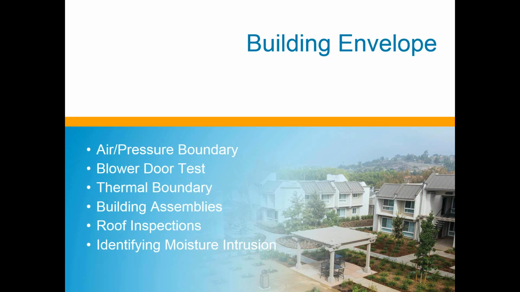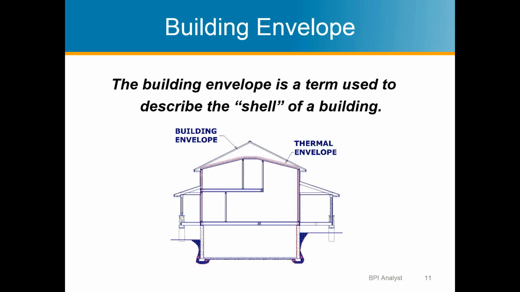Okay, building envelope. Here's a list of what we're going to be talking about today: air pressure boundary, the blower door, thermal boundary, some building assemblies, and roof inspections. I actually took out moisture intrusion, so we won't cover that today. It was just running long, and I didn't want to go over again. I'll do my best to keep it short.